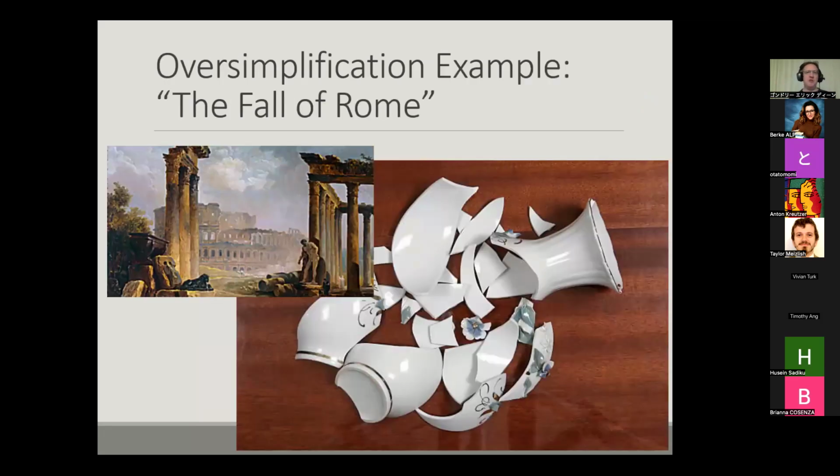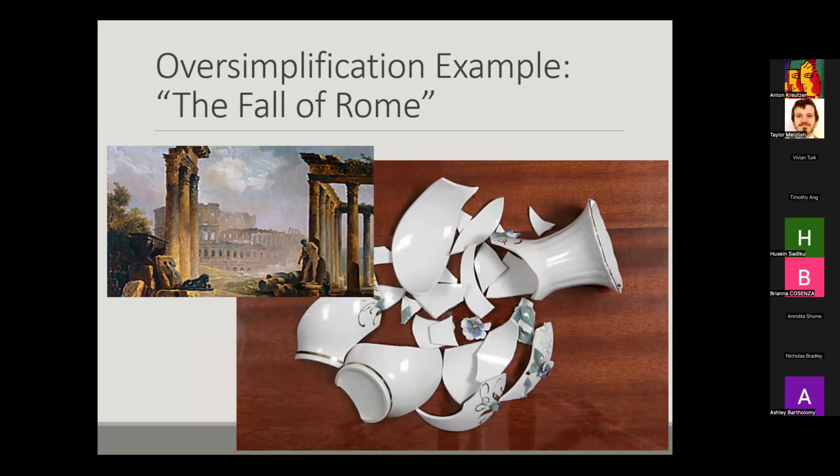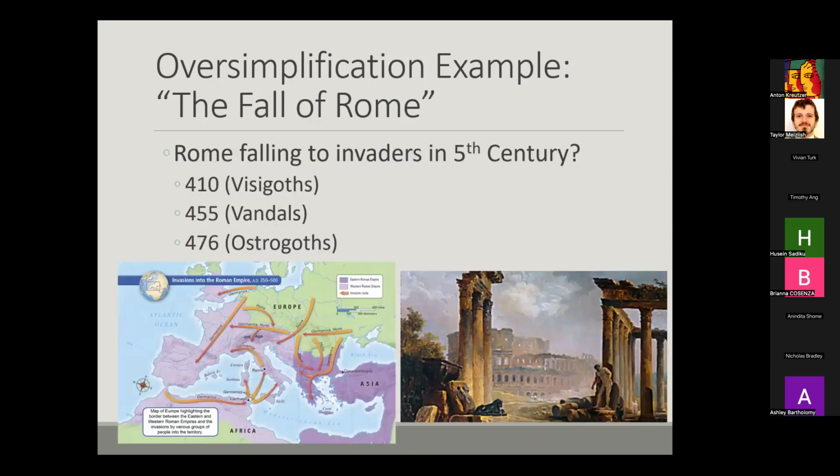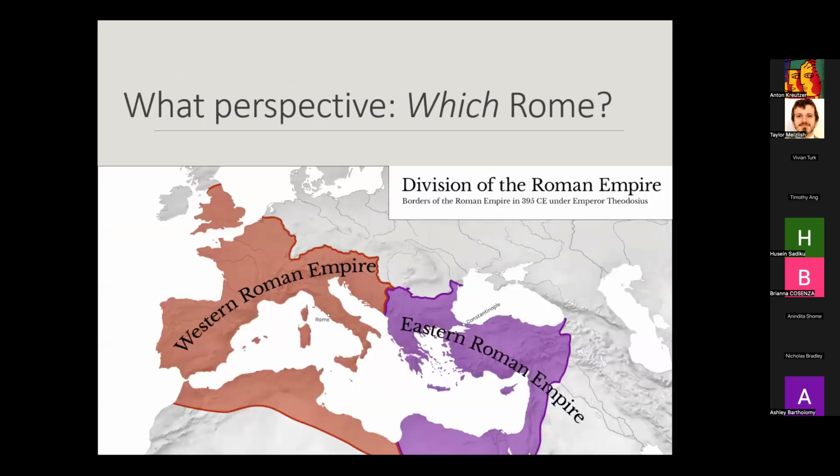But so one example of an oversimplification, in English, we say the fall of Rome. Well, it sounds like it's a one-time fast thing. Rome falls and it breaks. And usually when you say the fall of Rome, people think it means Rome falling to invaders. Okay, well, which invaders? There were multiple waves of invaders over a couple of decades, right? And are we talking about Eastern Rome or Western Rome? We're talking about Western Rome, say the fall of Rome. Eastern Roman Empire became Byzantium and lasted several centuries more until the 1400s. So which Rome are we talking about when you say the fall of Rome?